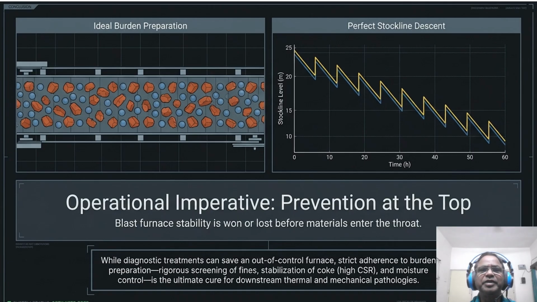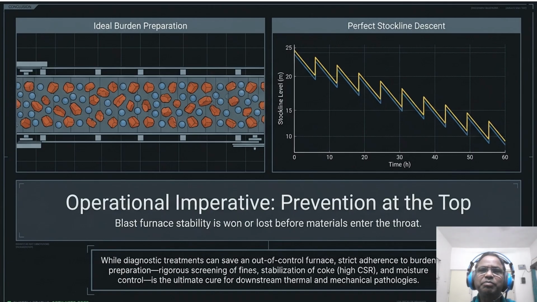So coming to the operational imperative, we can say that prevention at the top is the ultimate cure for downstream failure, and it is all about proper raw material preparation, which sorts out most of our problems, because once a problem is allowed into the vessel, it travels downstream and creates a problem.